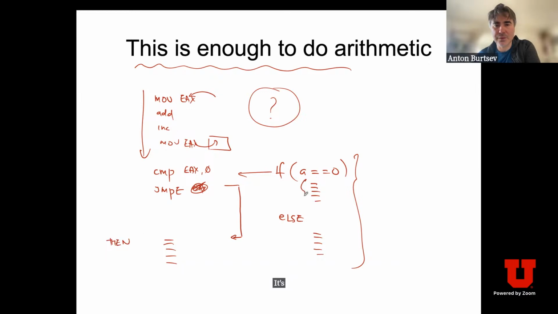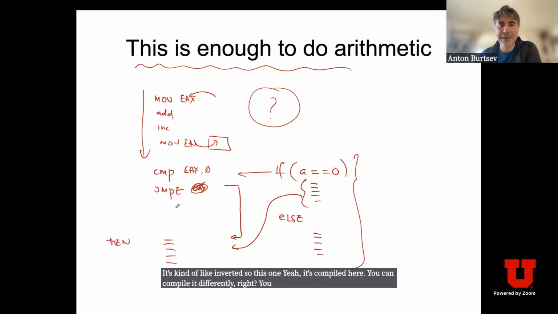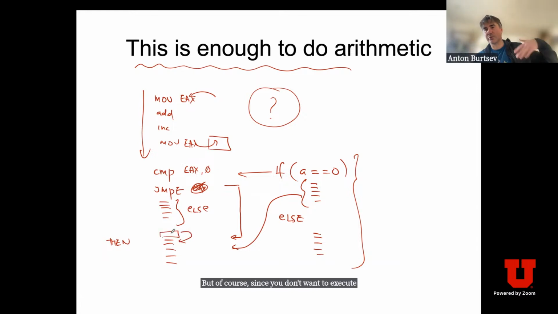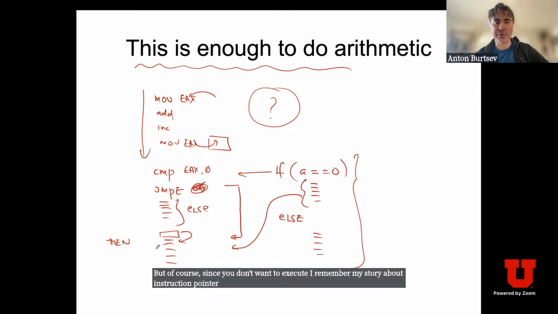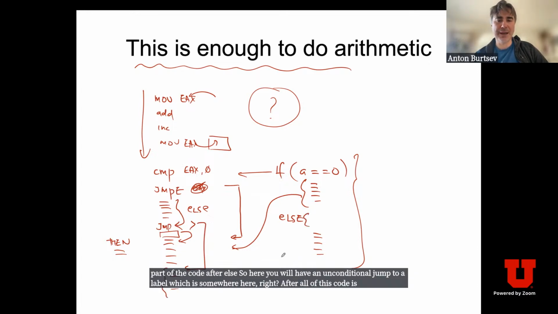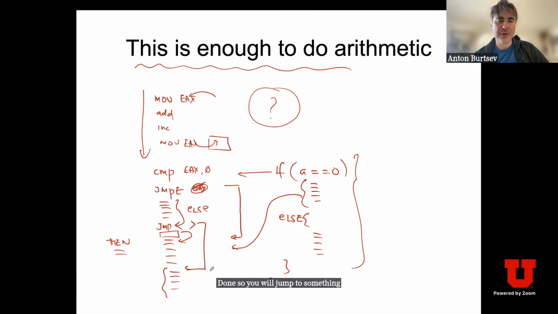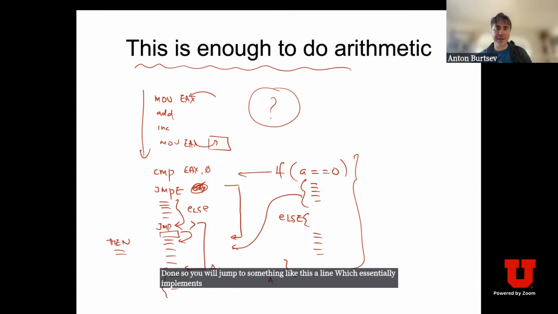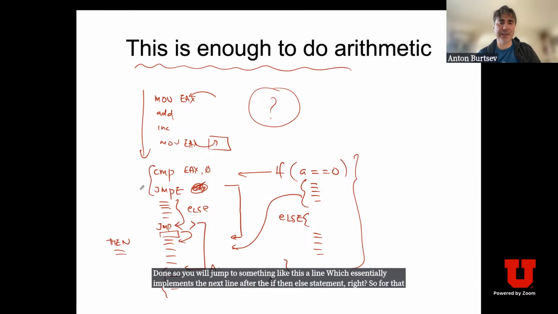It's kind of inverted. So this one gets compiled here. You can compile it differently, right? You can negate the expression, stuff like that. If it's not equal to 0, you continue executing the else part of the code. But of course, remember my story about the instruction pointer, which keeps incrementing, you don't want to execute the then part of the code after else. So here you will have an unconditional jump to a label, somewhere after all of this code is done. So you will jump to something like this line, which implements the next line after the if-then-else statement, right? So for that, as Ali said, we need two primitives.